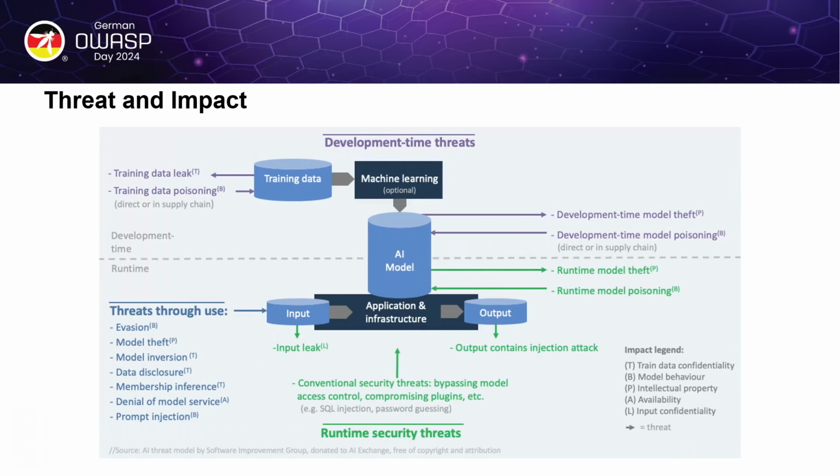This diagram shows the threats as arrows. Each threat has a specific impact, indicated by lettering referring to the impact legend. For example, we categorize here development time threats, runtime security threats, and threats through use. About the threats through use, we have evasion, model theft, model inversion. For the evasion, we can see that the impacted asset would be model behavior, and for the model theft, the impact legend would be intellectual property. These pictures are very helpful for the people who try to develop AI security, a secure AI development lifecycle, and it helps them a lot regarding different threats and different impacts.